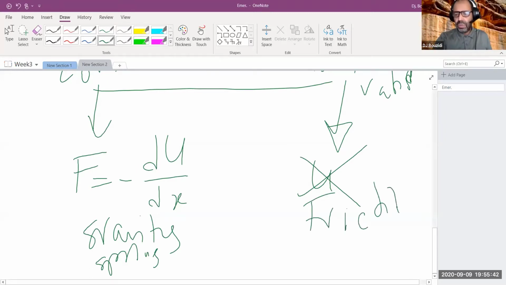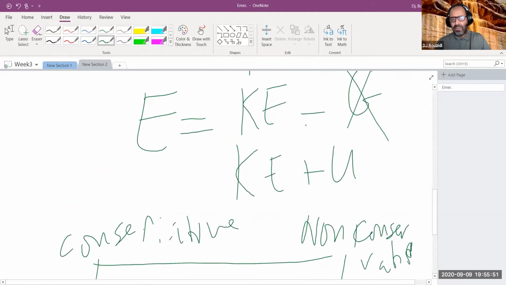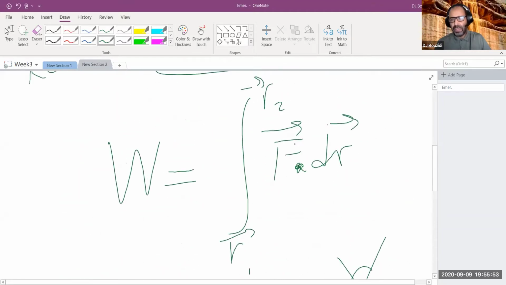In other words, for friction, you cannot find this antiderivative. As a matter of fact, friction depends on velocity. So this integral doesn't exist, because the function depends on velocity, and the integral is going to be complicated. It's not going to exist. This integral doesn't exist for friction.